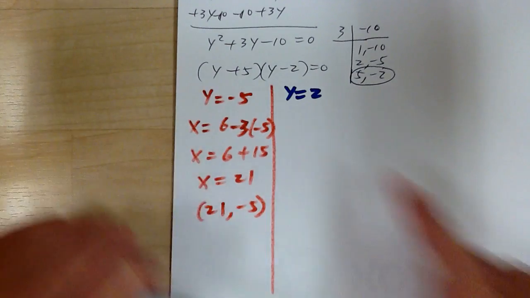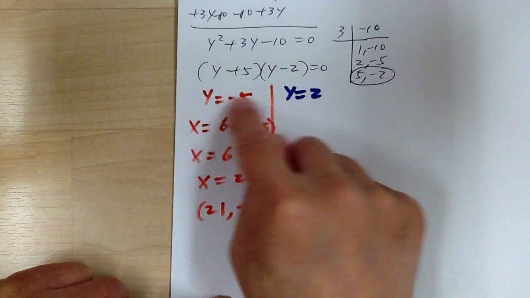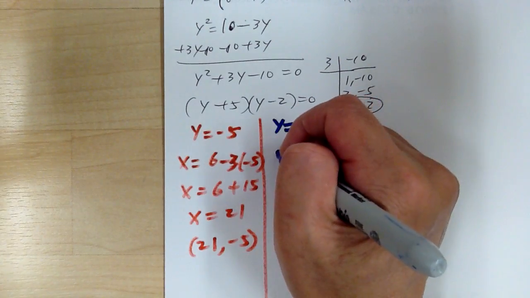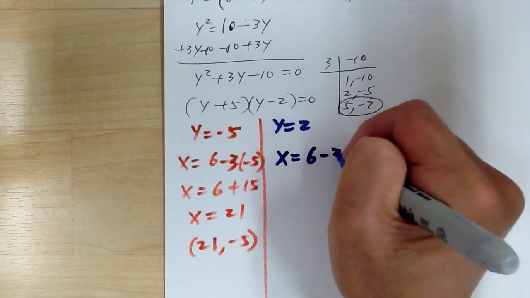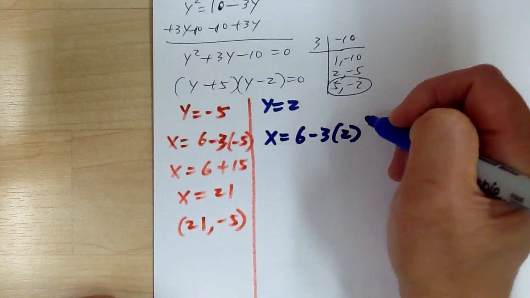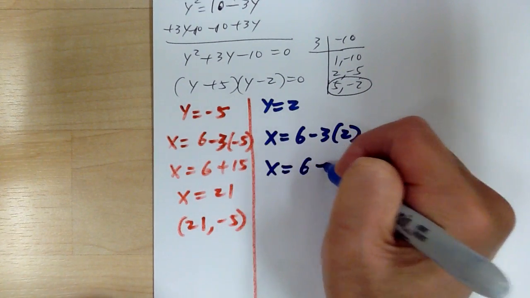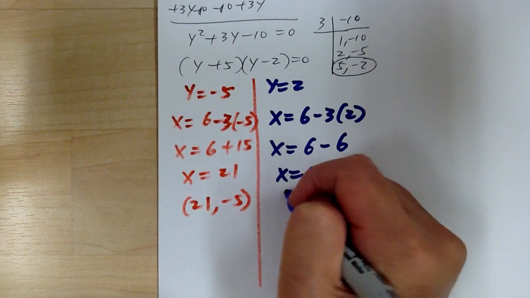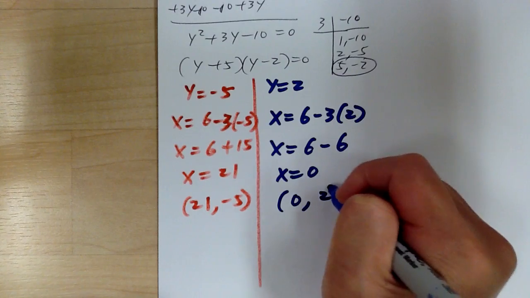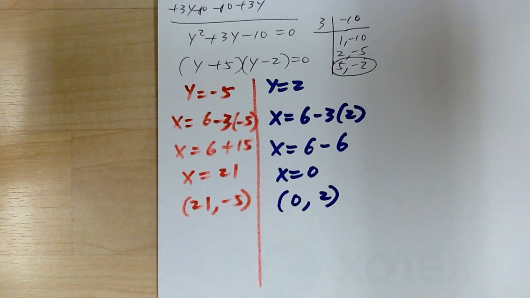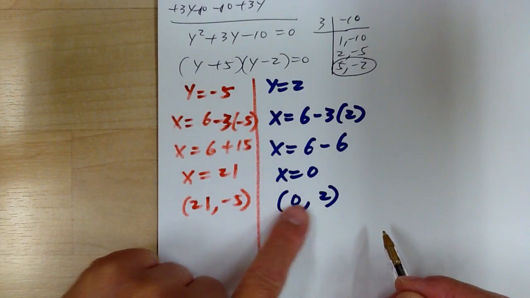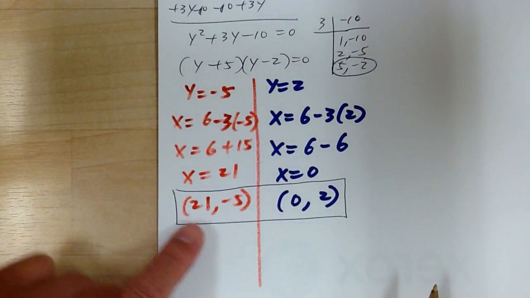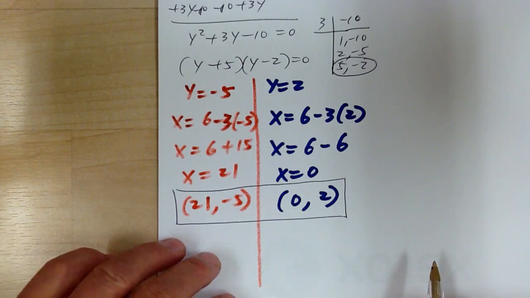Okay, so don't box this. Don't box that. That is not your final answer. Now for this one, you can use the same thing over here. So you got x equal to 6 minus 3 times y. So you got x equal to 6 minus 6. So x equal to 0. So in this case, your answer would be 0 comma 2. And you have to watch the order of your x and y, right? So that would be your answer right over here. Okay, so those are your 2 answers.